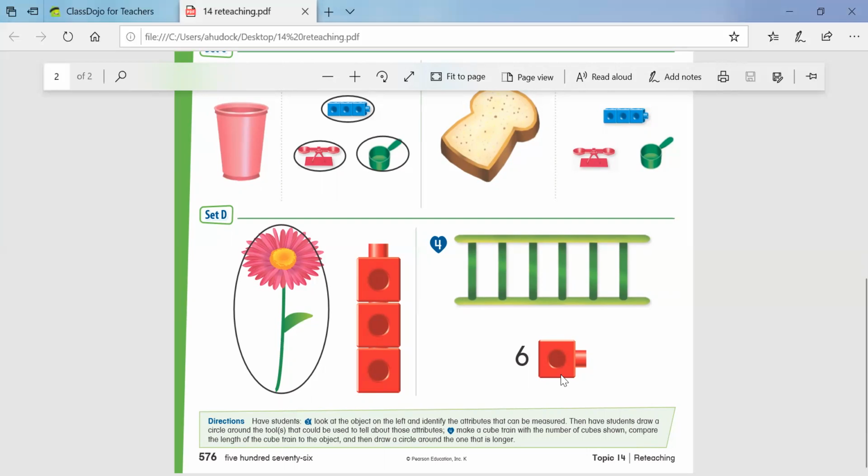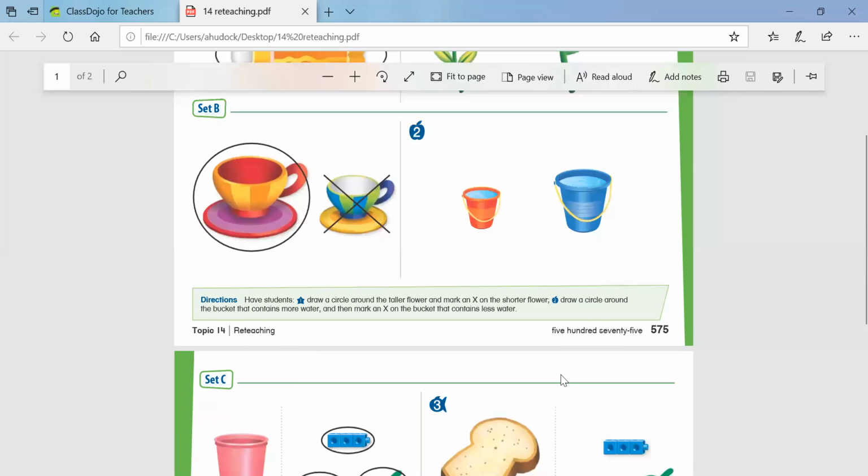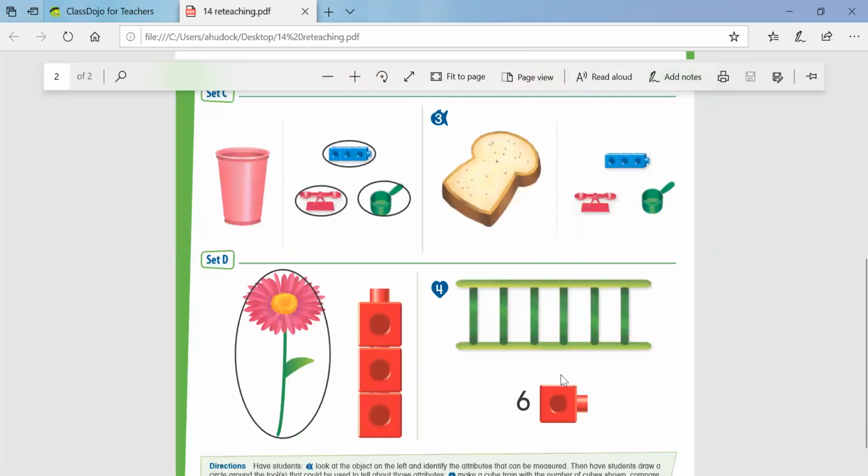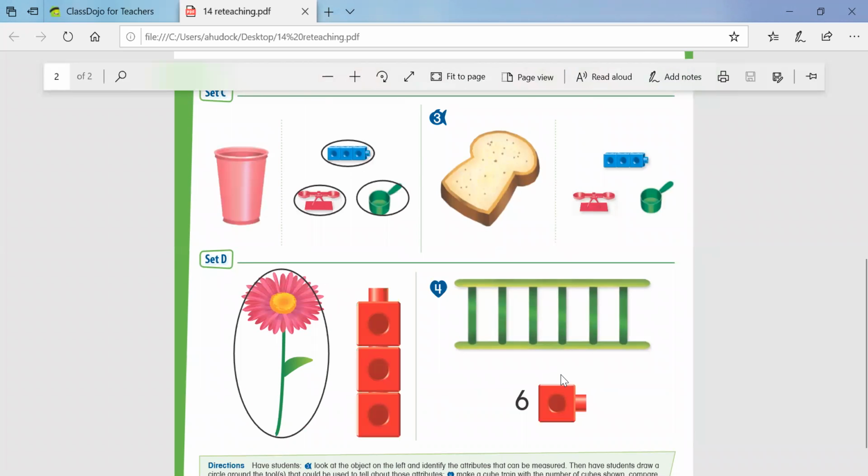So this is wrapping up our topic 14, where we worked on capacity, how much things can hold, which is what you're working on up on set B, height with the flowers, and the measurable attributes, what things can be measured based on the different objects that you can find. And then comparing things to cube trains, which we would be working on in school if we were there with the actual materials. So that wraps up topic 14, and I hope you guys learned a lot about measurement.